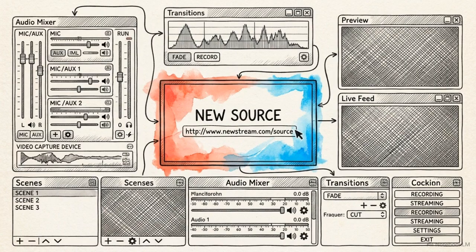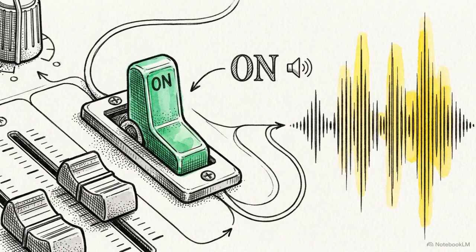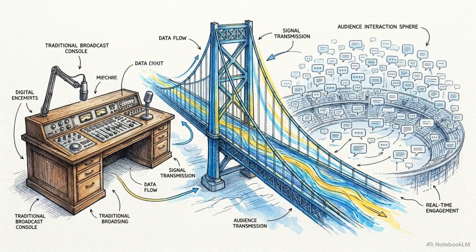Paste that URL into OBS or Streamlabs as a 1920 by 1080 browser source, and make sure to enable audio monitoring so you can hear the output. This bridge allows your standard broadcasting software to function as a two-way interactive stage.